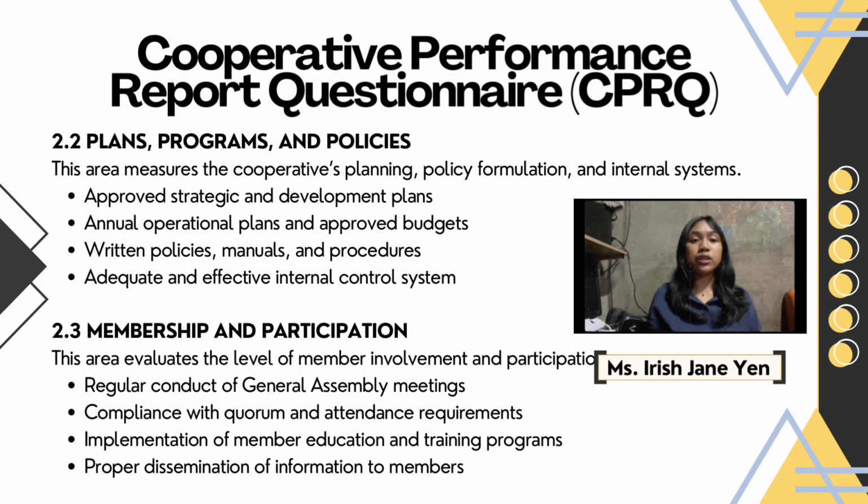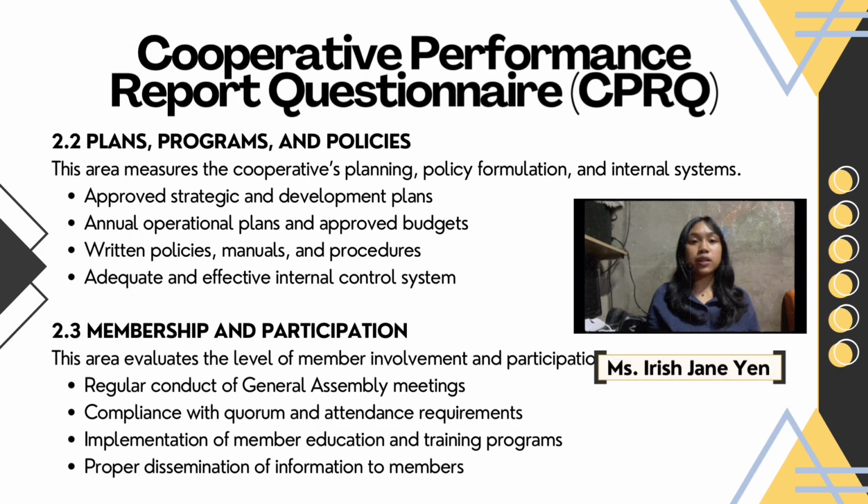First is plans, programs, and policies. This area measures how well the cooperative plans, organizes, and controls its operations. Indicators include approved strategic and development plans, annual operational plans and approved budgets, written policies, manuals and procedures, and an adequate and effective internal control system.